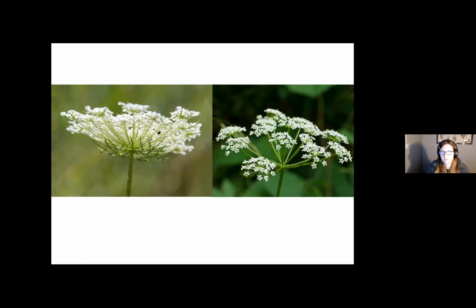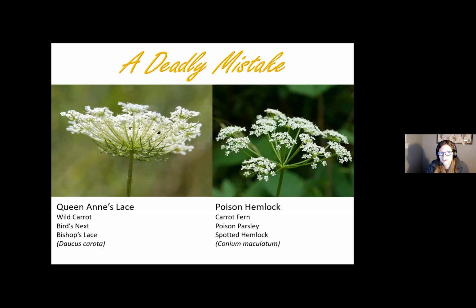Because the first plant is commonly known as Queen Anne's lace. So you nailed it. It's also called wild carrot, whereas the plant on the right is often called poison hemlock, but it's also called carrot fern. So you also want to be really careful with common names, because if I saw carrot fern, I might not think, oh, danger, danger. So Daucus carota is Queen Anne's lace, and Conium maculatum is poison hemlock. This could be a very deadly mistake.